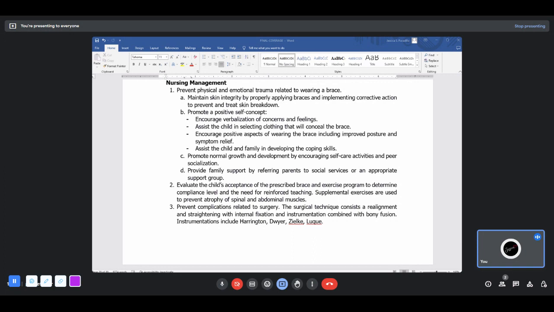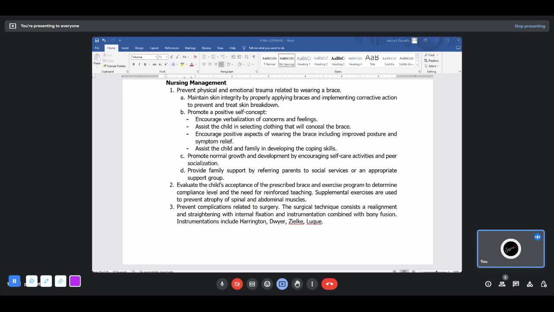And then encourage positive aspect of wearing the brace including improved posture and symptom relief. So encourage natin ano ba yung kagandahan kung bakit sila gumagamit ng braces. Okay? And then also, assist the child and family in developing the coping skills. Okay, so kailangan natin ng family support for this one. Another one is to evaluate the child's acceptance of the prescribed brace and exercise program to determine the compliance level and the need for reinforced teaching.